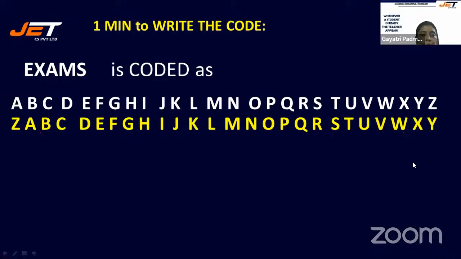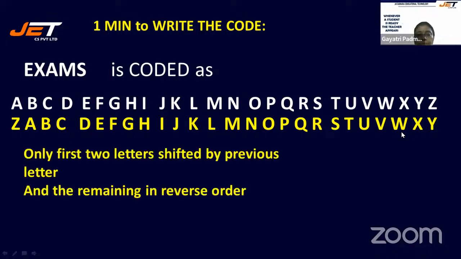Now let us see the next one. Exams is coded as: for E, it is D. For X, it is W. So it is DW. Then writing the reverse, SMA.